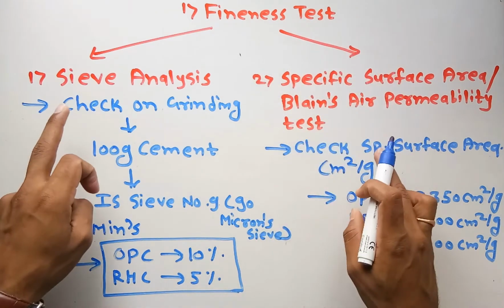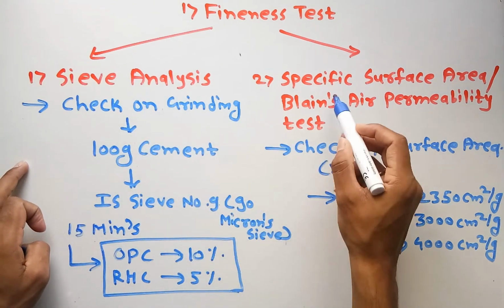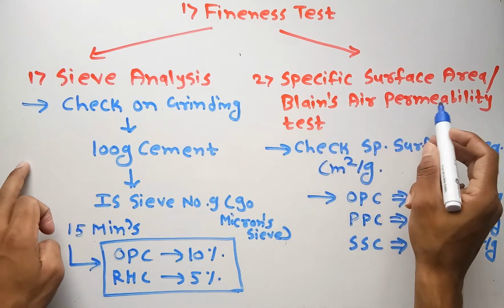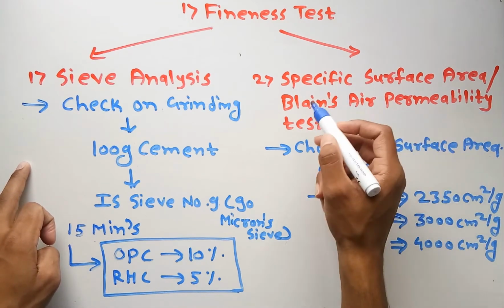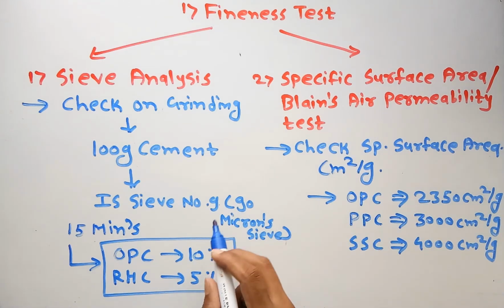So this is about the fineness test. It can be performed by using these two methods. The first one is sieve analysis, the second one is specific surface area. In this test the Blaine's air permeability apparatus is used, so it is also called Blaine's air permeability test. This is the basic difference between these two methods. So this is about the fineness test.